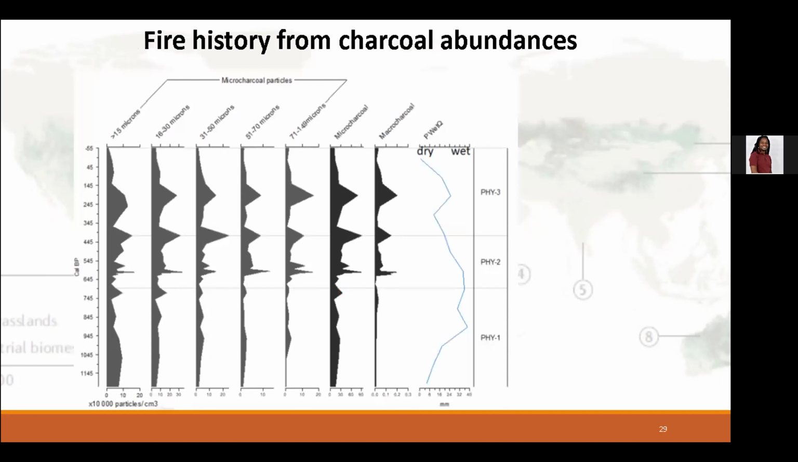When you look at fire history from charcoal, we see that in zone Phi 1, which is the earliest period, there was relatively little charcoal, but charcoal started increasing in zone Phi 2 when we can see that it was getting much drier, and also somewhat increased in zone Phi 3. But the interesting thing about zone Phi 3, we can see that from 240 BP, there seemed to be a relationship between charcoal and rainfall amount.